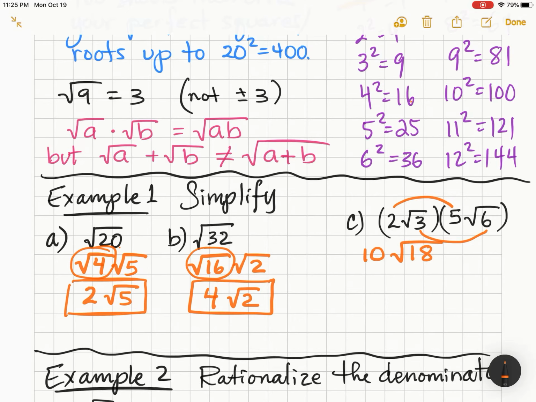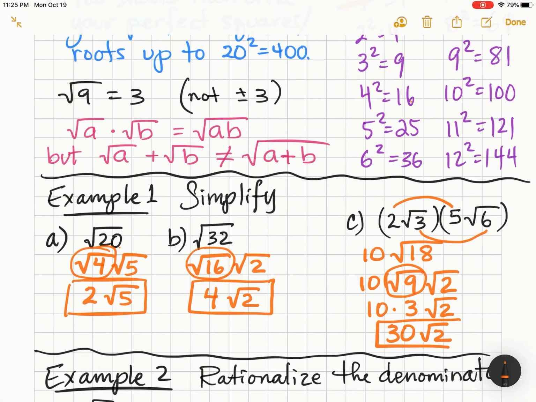Now, I happen to notice that the square root of 18 can be simplified. So I'm looking on my list and saying what goes into 18, what perfect square? And the highest one is 9. 9 times 2 is 18, so I get the square root of 9. And here, that's perfect. I get a 3, and we still have the radical 2. Now I need to multiply these together, and I get 30 radical 2. Final answer.